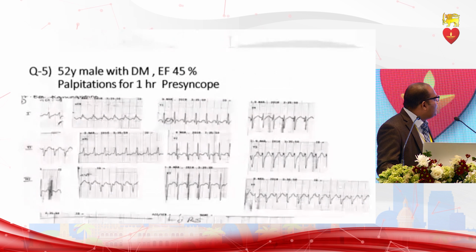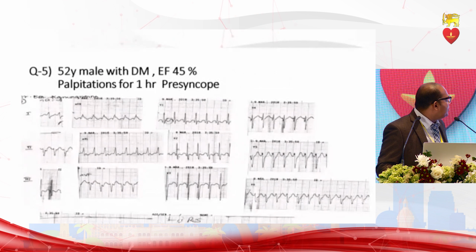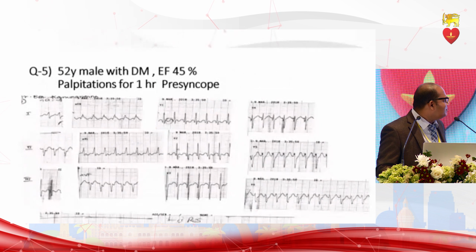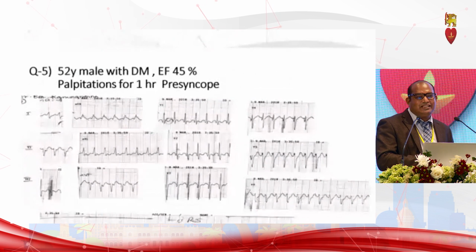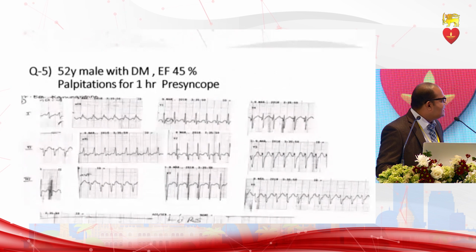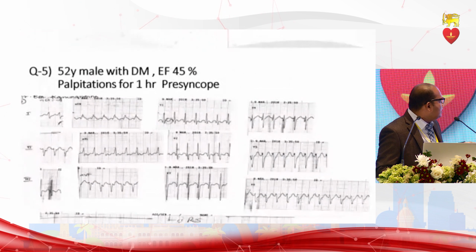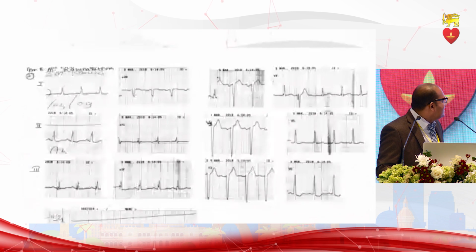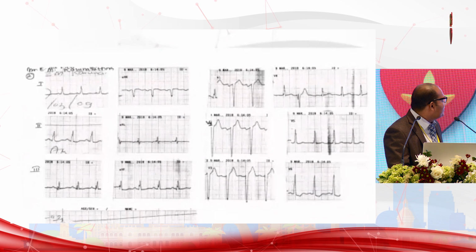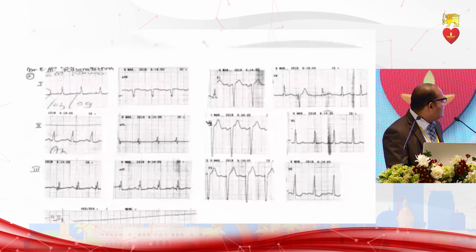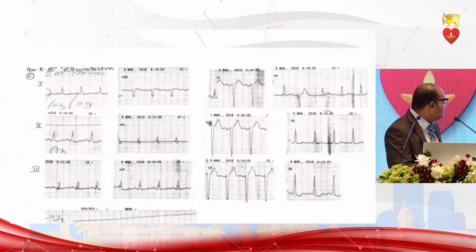A 52-year-old male with diabetes, ejection fraction 45, palpitations for 1 hour with presyncope. The ECGs can look quite similar. So there's another interesting ECG. This is a patient who already has low ejection fraction again. And this is the ECG during tachycardia, pretty fast. It's more than 150. This is the ECG during sinus rhythm on the same patient. You can see it's not normal.